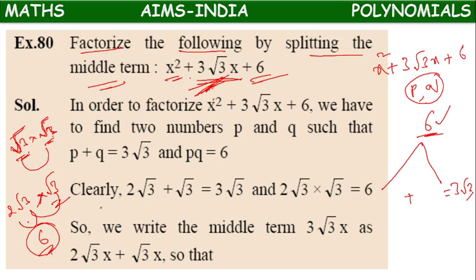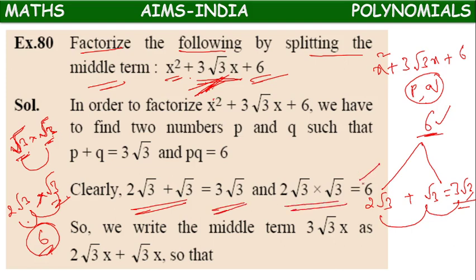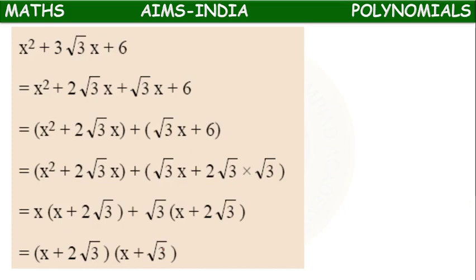So what are the two numbers? 2 root 3 and root 3, so that the sum will be equal to 3 root 3. Okay. Now 2 root 3 plus root 3 is 3 root 3. 2 root 3 into root 3 is 6. Condition satisfied. So the middle term plus 3 root 3x is to be split into 2 root 3x plus root 3x. We can split like that.